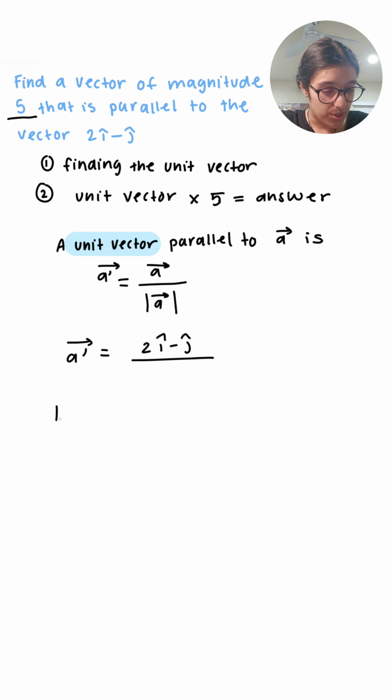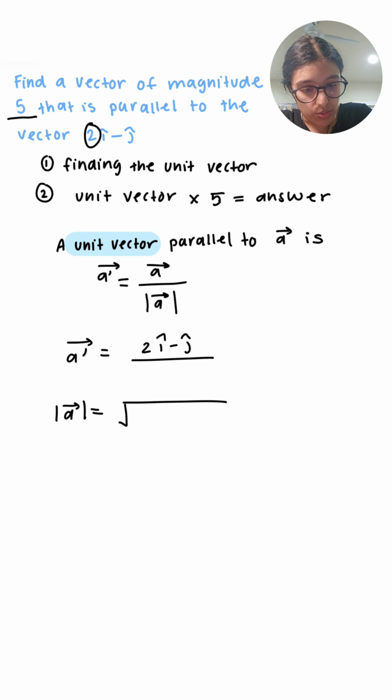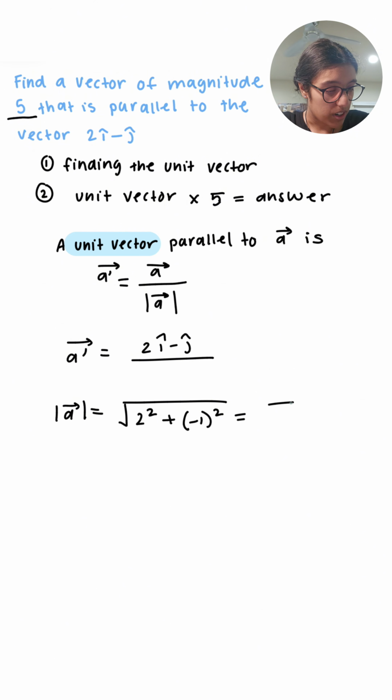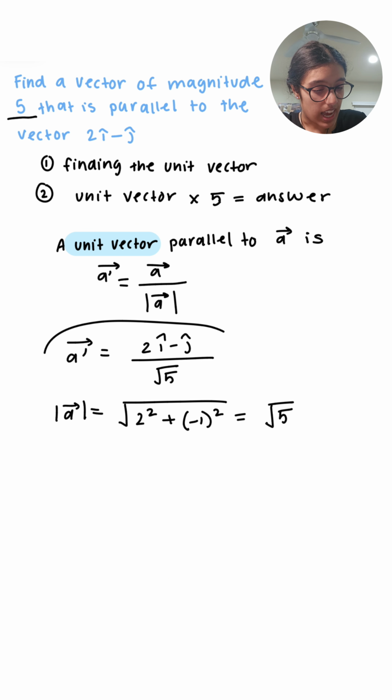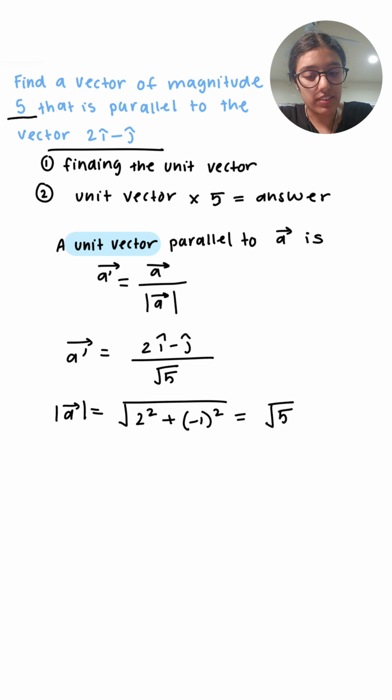j. So in order to find the magnitude of a vector, we're just going to take the x component, which is 2 right over here, and we're going to square that, plus the y component, which in this case is -1, and we're going to square that, and we're going to get square root 5. So that is the magnitude of vector A, so that's going to go down here. And this is our unit vector that is parallel to this vector right here.